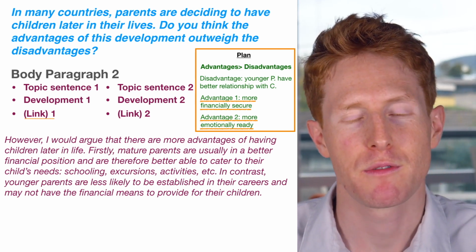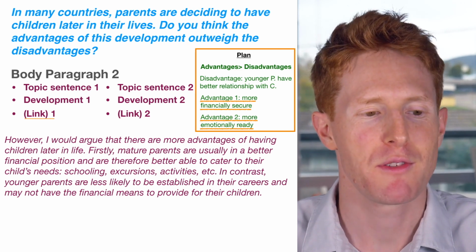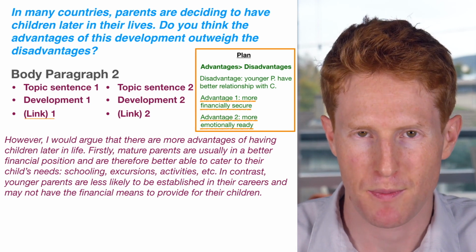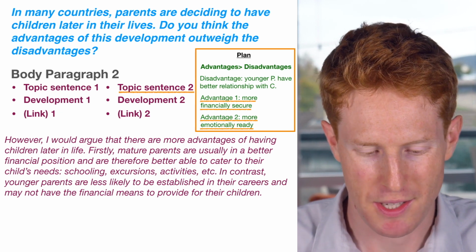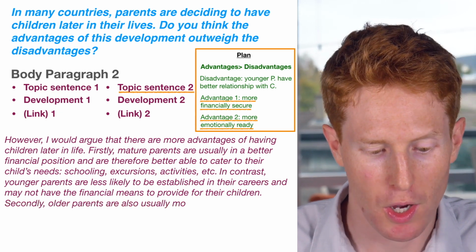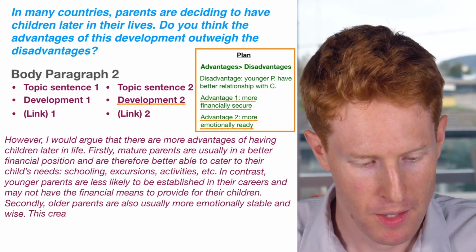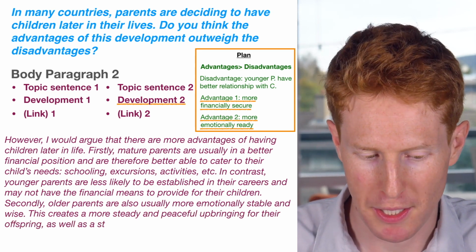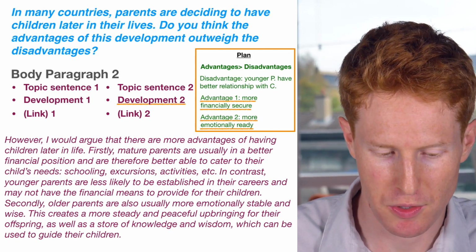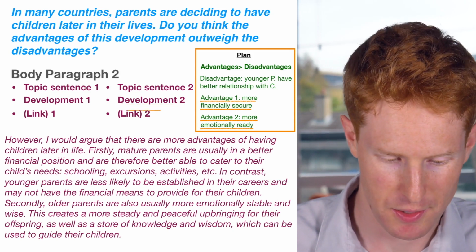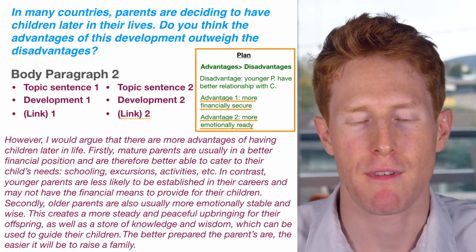Okay, so for the first advantage, we've gone through a topic sentence, a development, and a link. So therefore, our idea is fully developed. Let's do the same now for our second advantage. Topic sentence. Secondly, older parents are also usually more emotionally stable and wise. Development. This creates a more steady and peaceful upbringing for their offspring, as well as a store of knowledge and wisdom which can be used to guide their children. Finally, we end with a link. The better prepared the parents are, the easier it will be to raise a family.